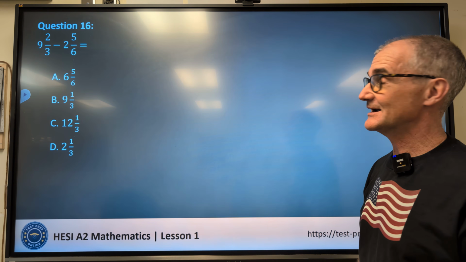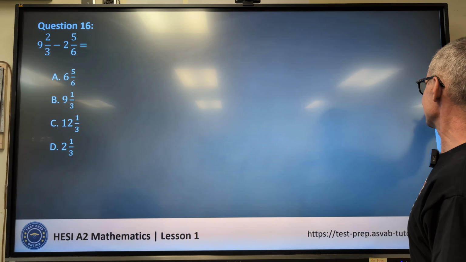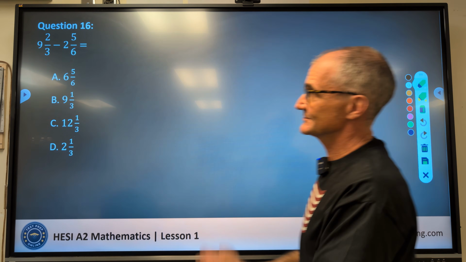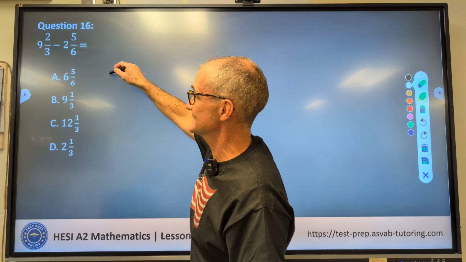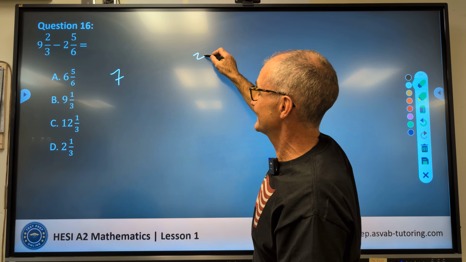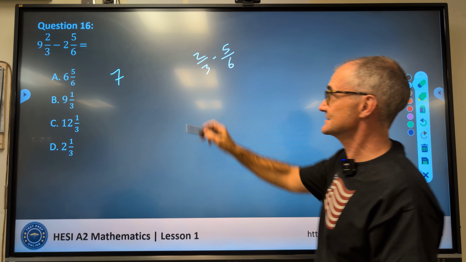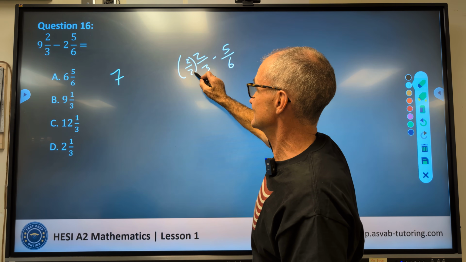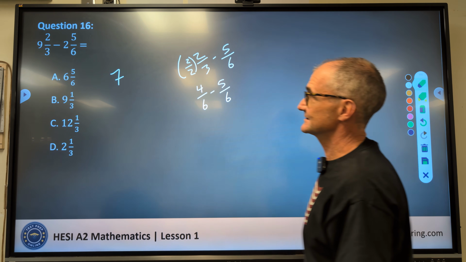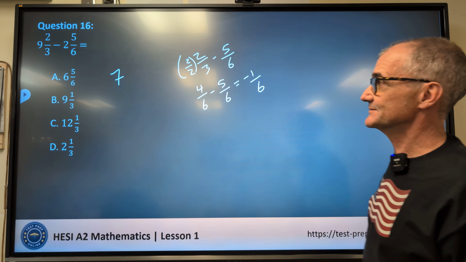But now we're talking about subtraction. So again, pause the video, do this problem. Unpause the video, watch how I do it. So the way I'm going to do this is I'm going to take a look at my integers first. That 9 minus 2 is 7. Then I got to figure out 2/3 minus 5/6. Common denominator is going to be 6. I'll multiply this by a 2 over a 2. Give me 4/6 minus 5/6.